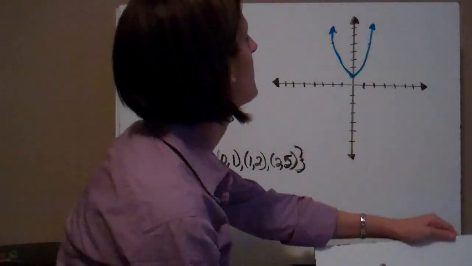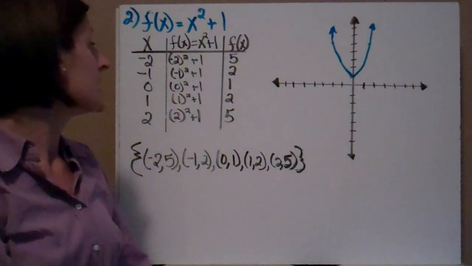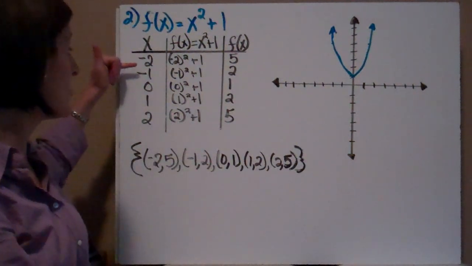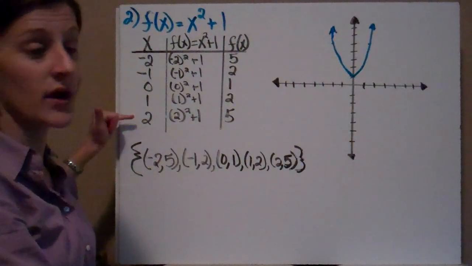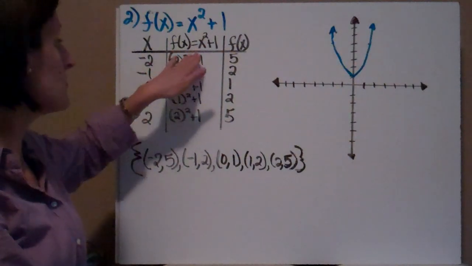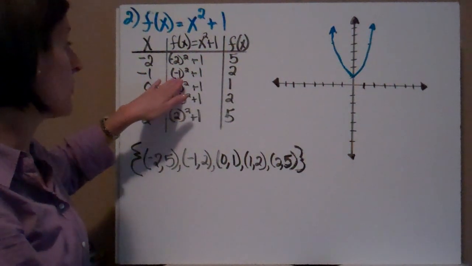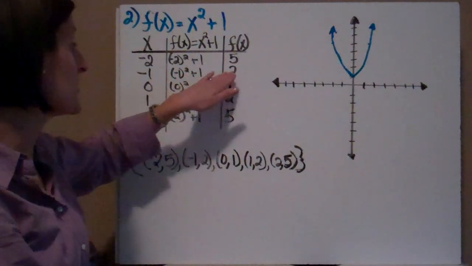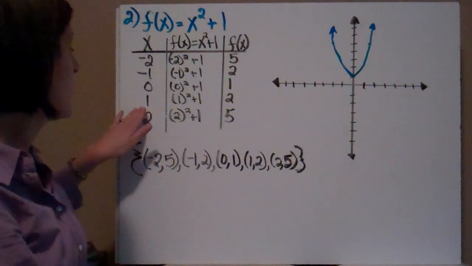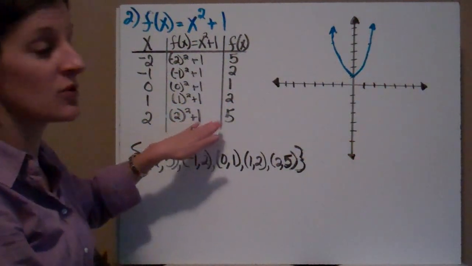Alright, the second one we're going to graph is f of x equals x squared plus 1. Now, if you don't have your input values, remember, do -2, -1, 0, 1, and 2. Set up your function table. When I plug in -2, squared plus 1 is 5. Plug in -1, squared is 1, 1 plus 1 is 2. Plug in 0, squared is 0, plus 1 is 1. 1 squared plus 1 is 2. And then 2 squared plus 1 is 5.